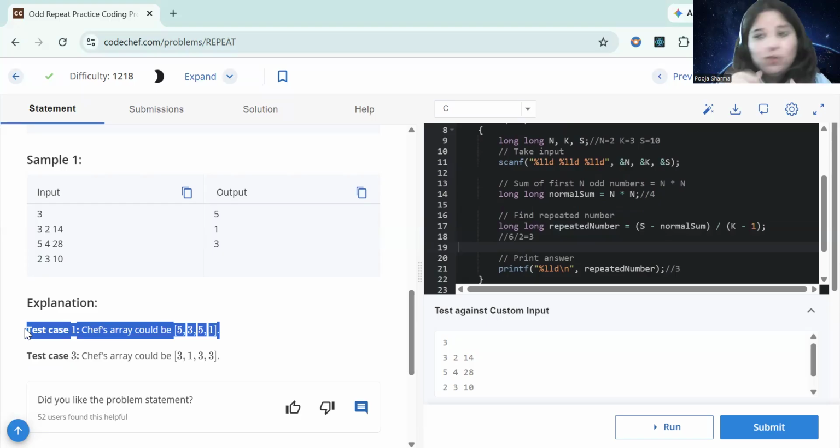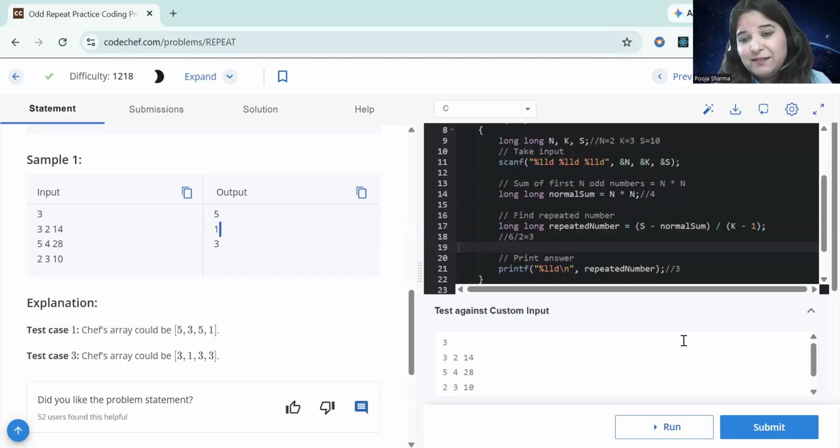Right? So this is a series. There could be multiple cases that you can generate with this. Then how can you find out? Simple, by this formula. You have the sum. You have to subtract it from the sum of the first n odd numbers. Then divide by the repetition of a number minus 1. It will give you the exact output. Right? I think this question might help you to understand the basic logic.